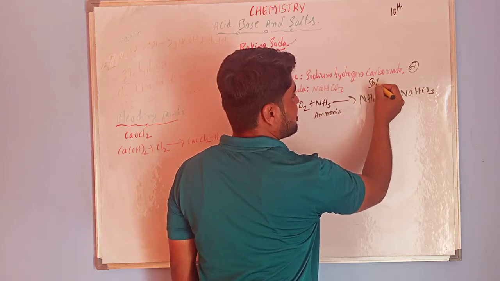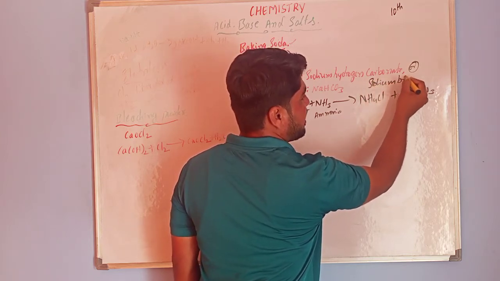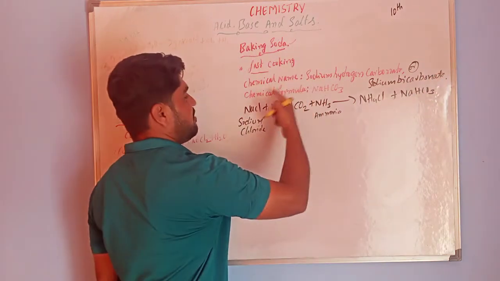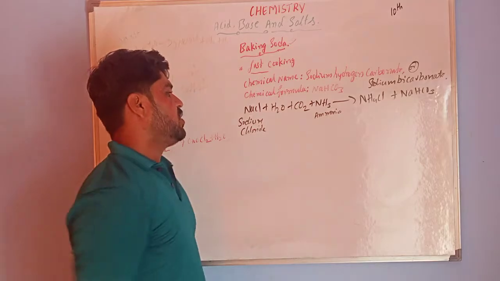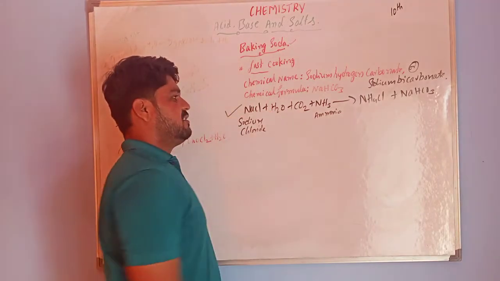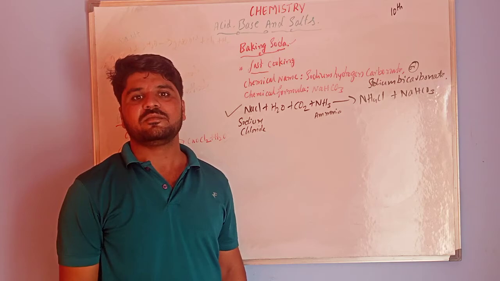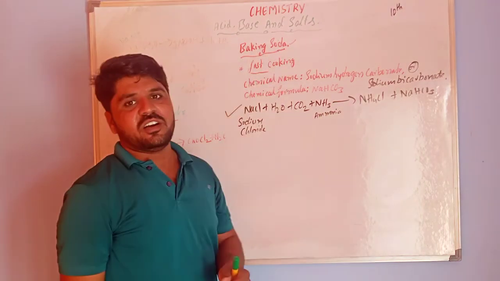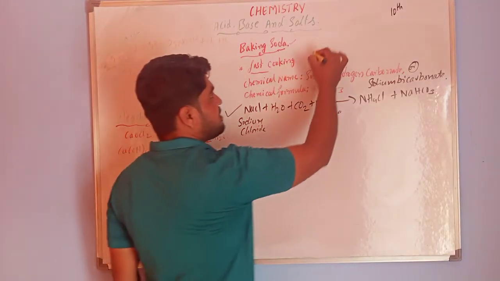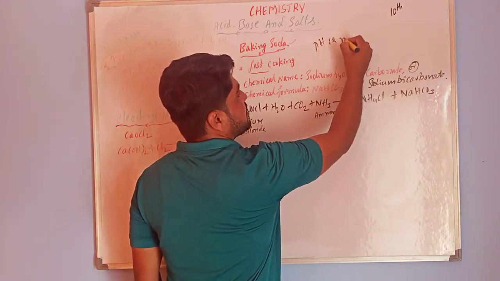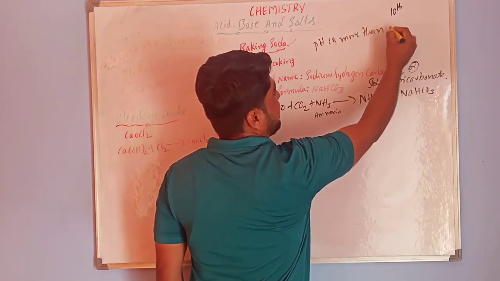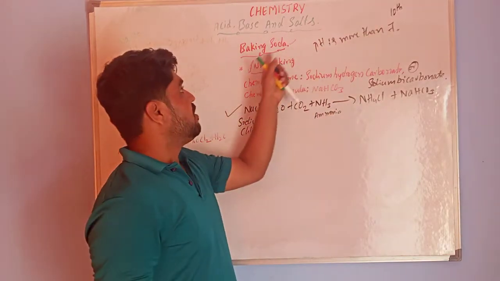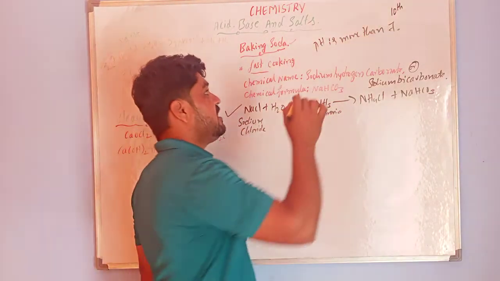One more chemical name is sodium bicarbonate. Sodium bicarbonate is another name for baking soda. This is the preparation method. The equation is very important. If you check the pH of baking soda, its pH is more than 7. When the pH is more than 7, the nature of baking soda is basic.